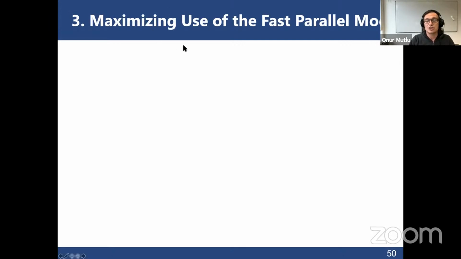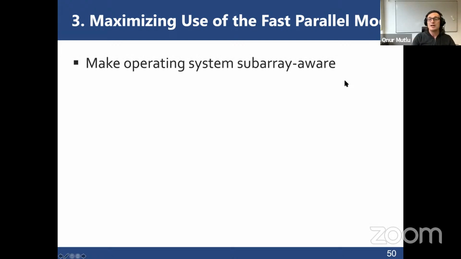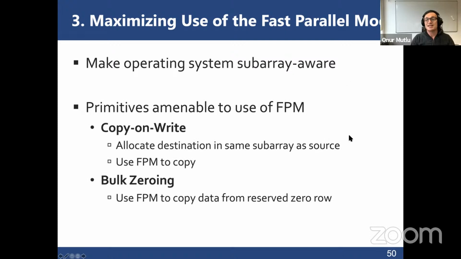The third issue, how do you maximize the benefits? Maximizing the use of the fast parallel mode. And the paper basically suggests we should make the operating system subarray aware. Basically, if you make the operating system subarray aware, the operating system, whenever it's copying a page to another page, it can basically allocate the destination page in the same subarray as the source page, right?